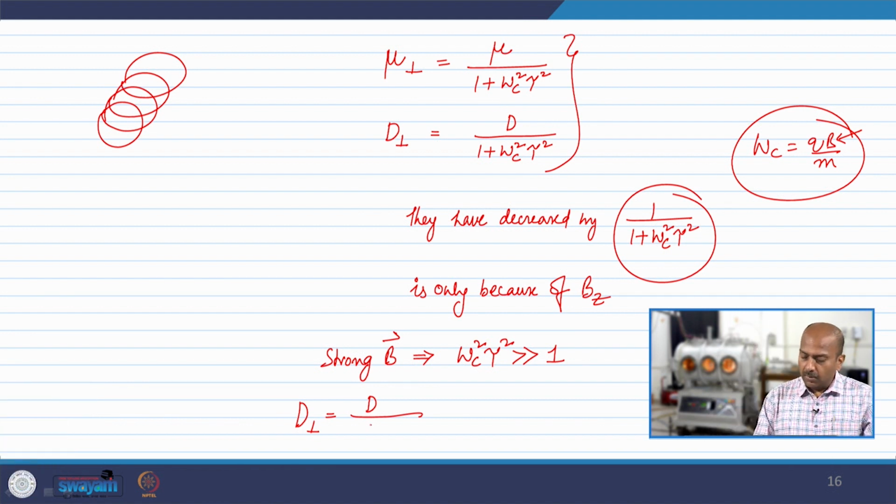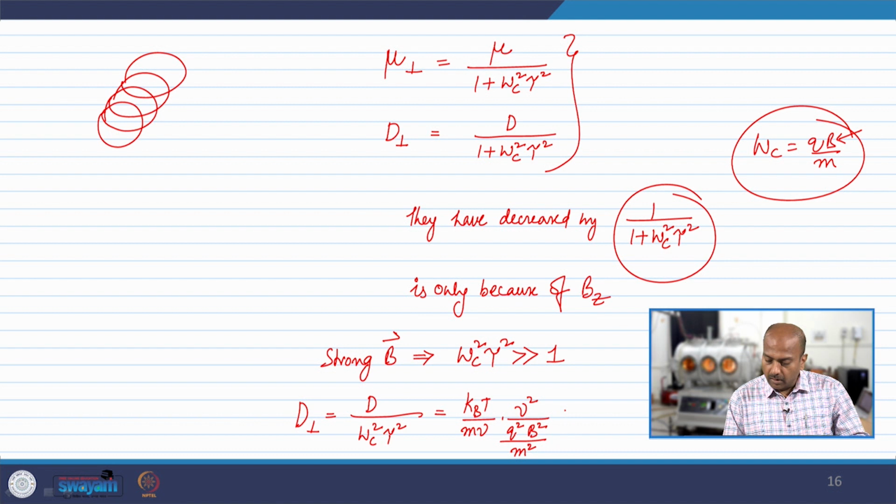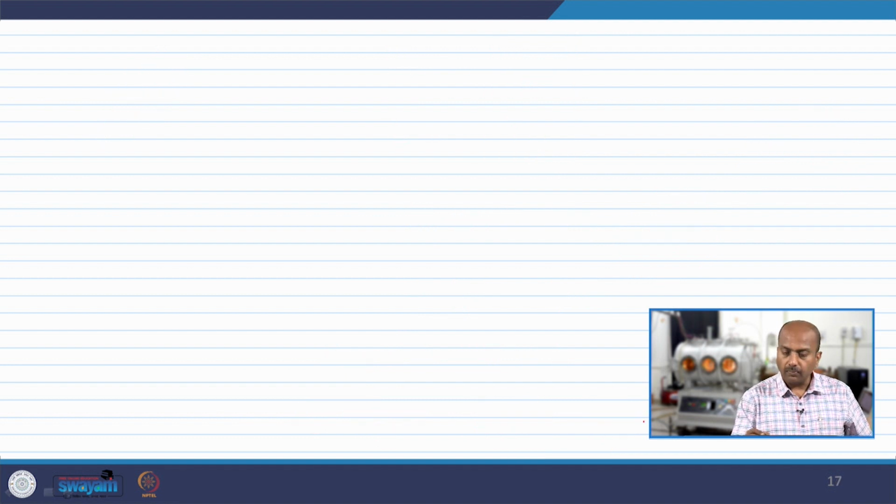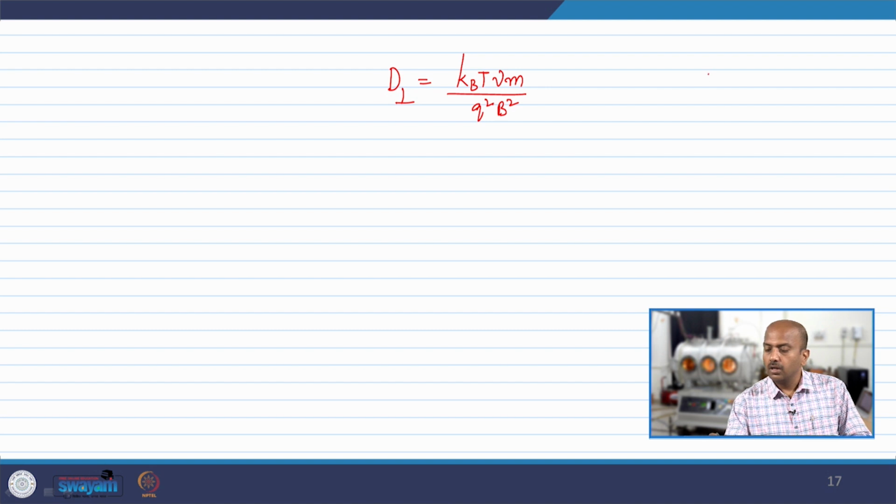Now, D perpendicular becomes D by omega c square tau square. We know D as kB T by m nu, times tau square, which is nothing but 1 by nu square, and omega c square is q square B square divided by m square, which will give you kB T nu m divided by q square B square. So, D perpendicular is kB T nu m divided by q square B square. The D that we know very well is kB T by m nu. So, you see the difference?